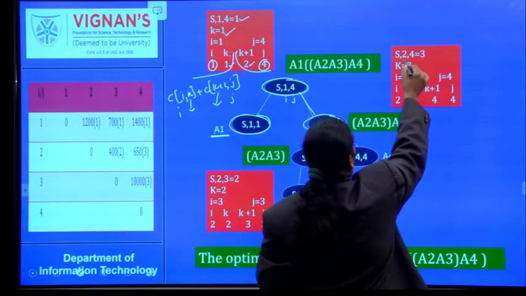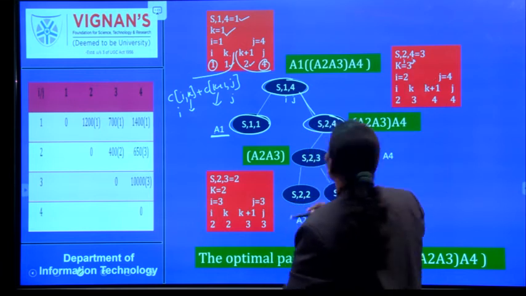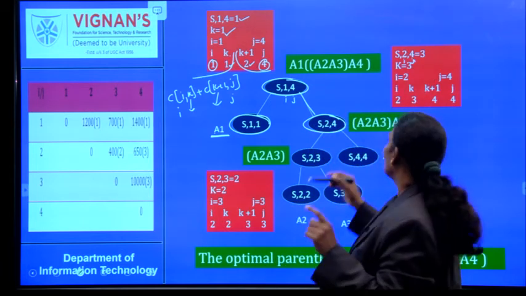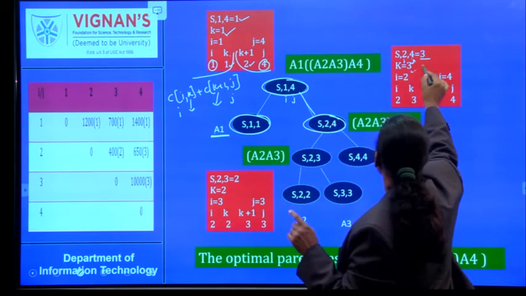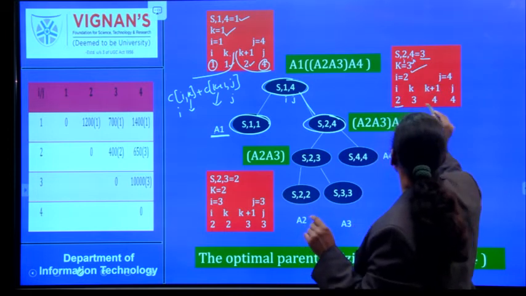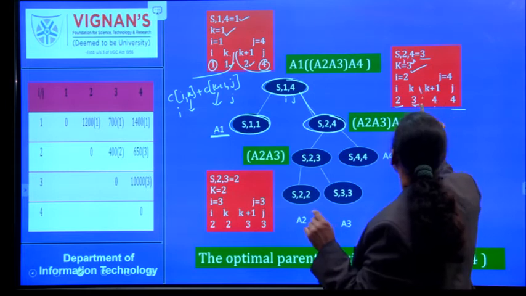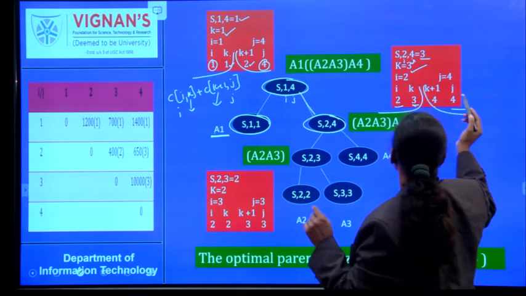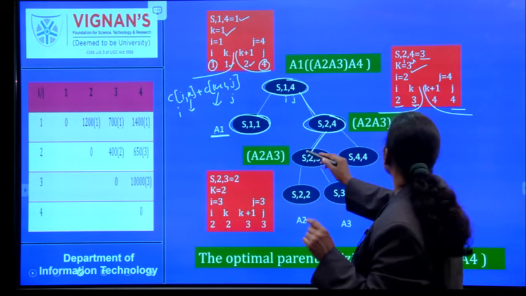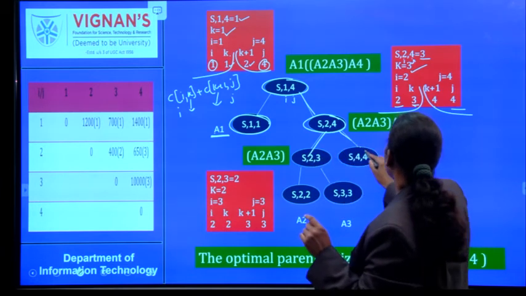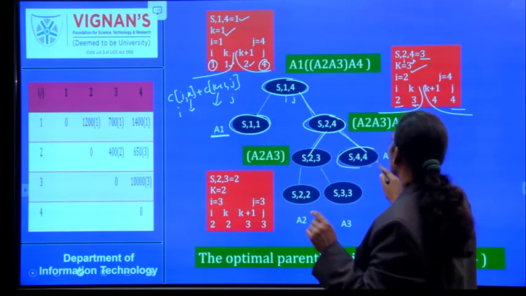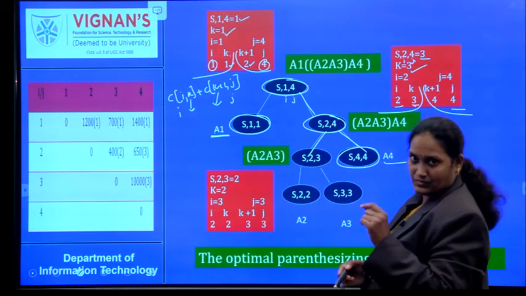Here, what is the i value? The i value is 2, the j value is 4, and the S24 value is 3, which is nothing but k. Here i is 2, j is 4 and k is 3, k plus 1 is 4. This becomes the left subtree and this becomes the right subtree. Here I divided this into S23 and S44. This S44 can be taken as A4.